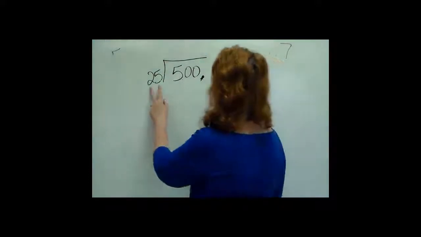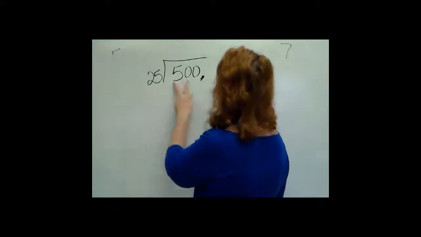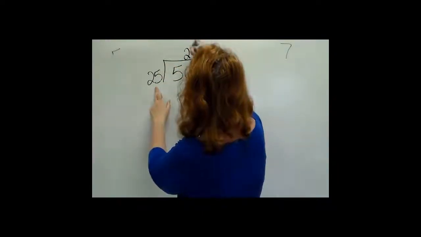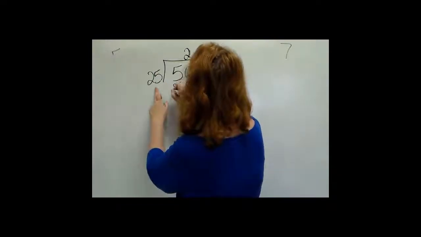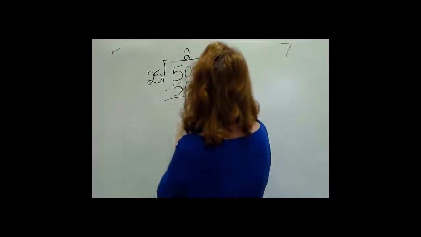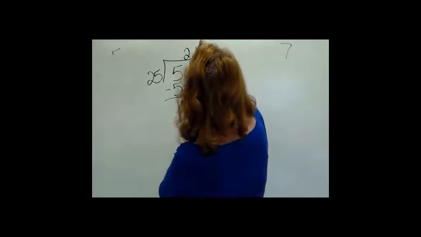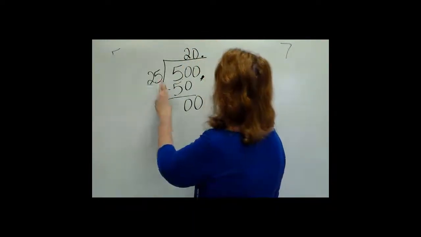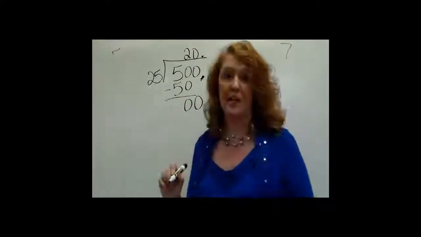So, how many times does 25 go into 5? It doesn't. 25 goes into 50 2 times. 2 times 5 is 10, 2 times 2 is 4, and 1 is 5. I subtract. I bring down my 0, 25 goes into 0, 0 times, and then I have my decimal point. So 25 goes into 500 20 times.